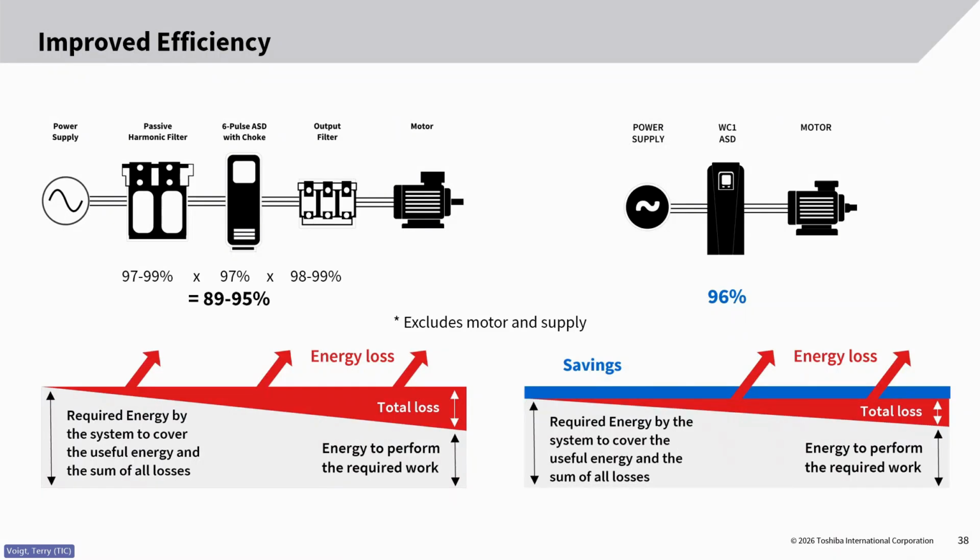If we add up all of the relative efficiencies of each device, on the left, we get 89 to 95% depending on the components that are used. Comparing that to the WC1, we're at 96% at the lowest end. So it's an improved efficiency overall. You're just spending less energy to do the same thing.